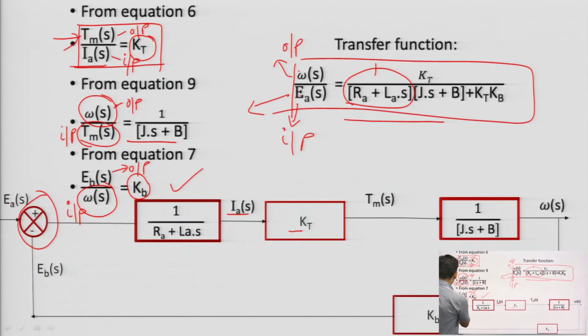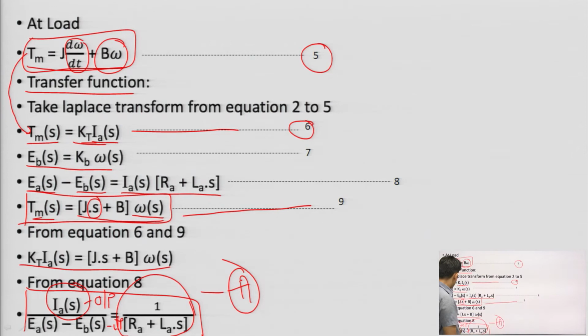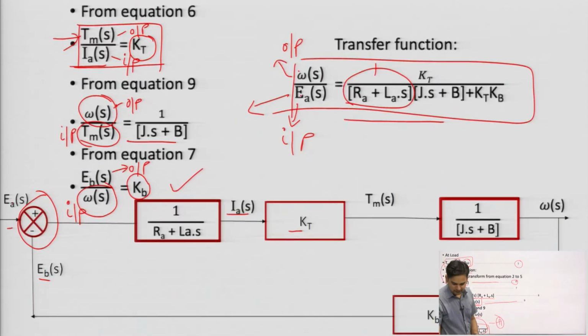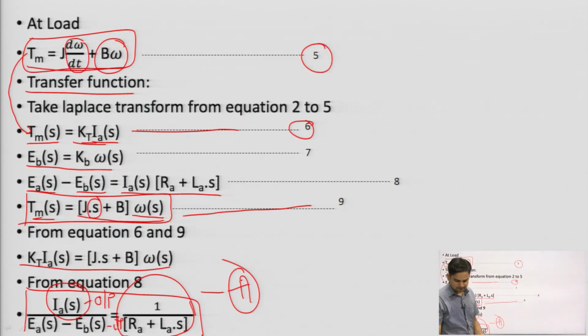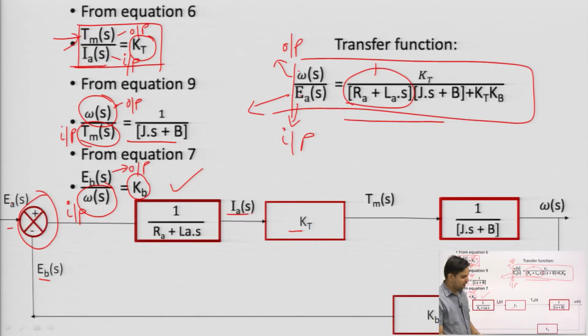So, that is why I add a summer here, which will do E A minus E B. Now, what is the output here? Output is coming here I A of S. So, here my output would be I A of S. What is the block? You can see 1 over R A plus L A S. So, you will write 1 over R A plus L A S, output is I A S.